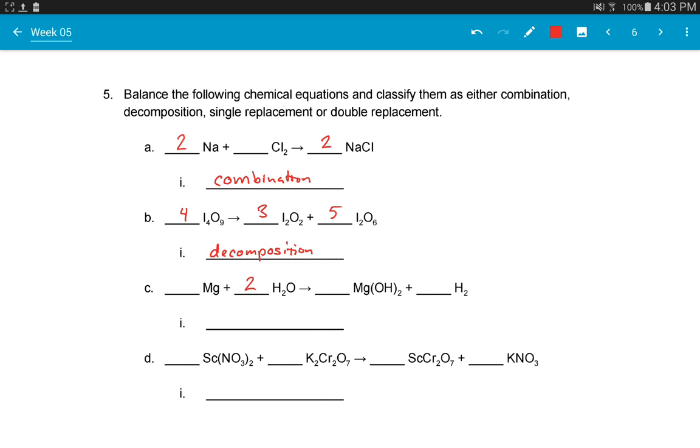We are now balanced. A single element, or a pure element, reacting with a compound to make a different compound and a different pure element, that is a single replacement reaction.